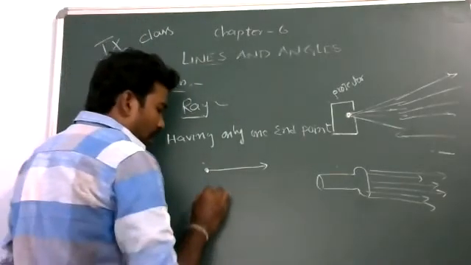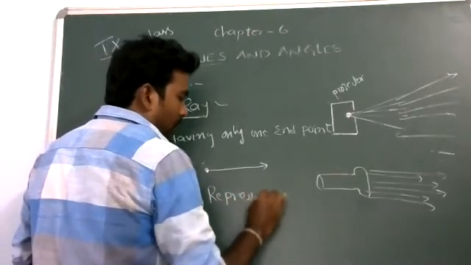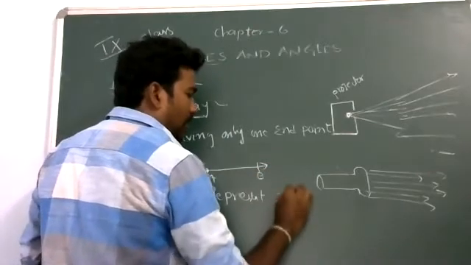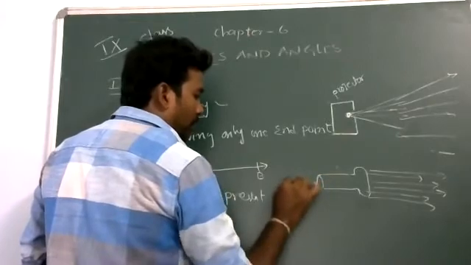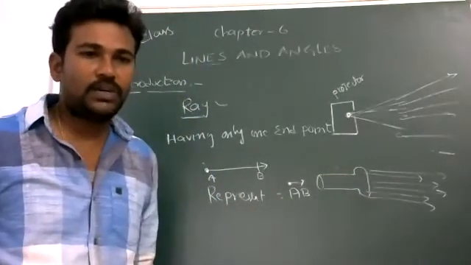Now, how can you represent a ray? Suppose this is A, and you can assume this is B. Now, how can you represent ray AB: one endpoint and one arrow. Ray AB. Is it clear, students?